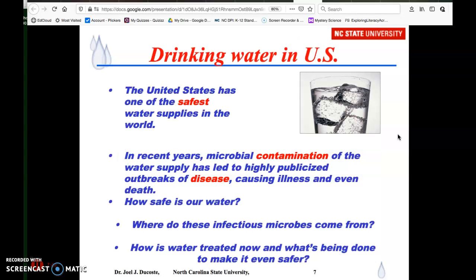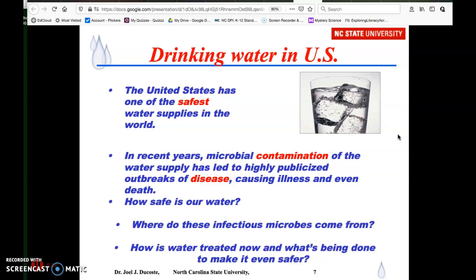Drinking water in the United States. So the United States has one of the safest water supplies in the world. Generally, you are unconcerned about the water that you drink. For the most part, you assume that it's safe because it has been noted as one of the safest in the world, though in recent years we have discovered that it's not as safe as we think.